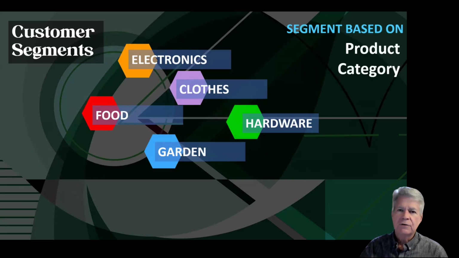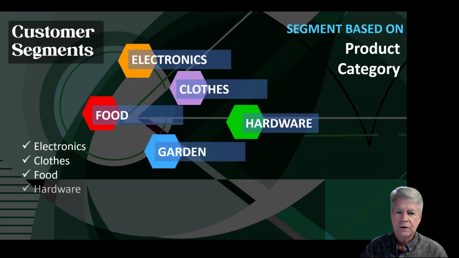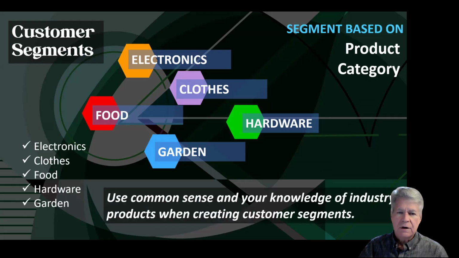Product categories are a natural way to define customer segments, since different segments will often buy only certain product groups. This is such an obvious way to create segments that you may not even have to think about it much. It's still a good idea to check the data and look for natural customer groupings based on things they buy. Obviously, retail stores have natural target markets based on things like electronics, clothes, food, hardware, and garden supplies, just to name a few. Use common sense and your knowledge of industry products when creating customer segments.